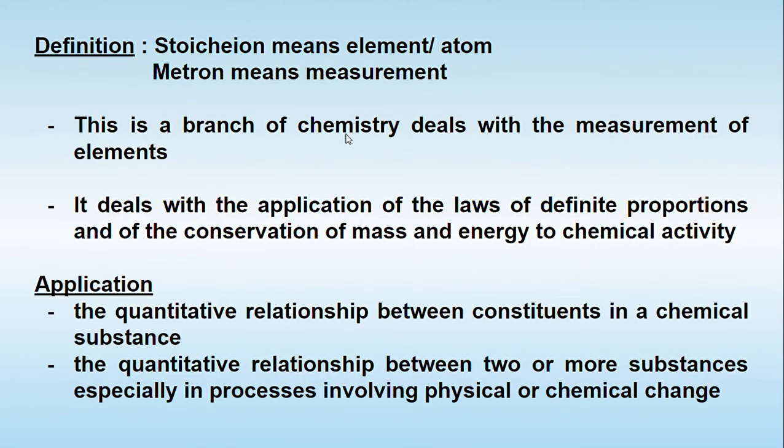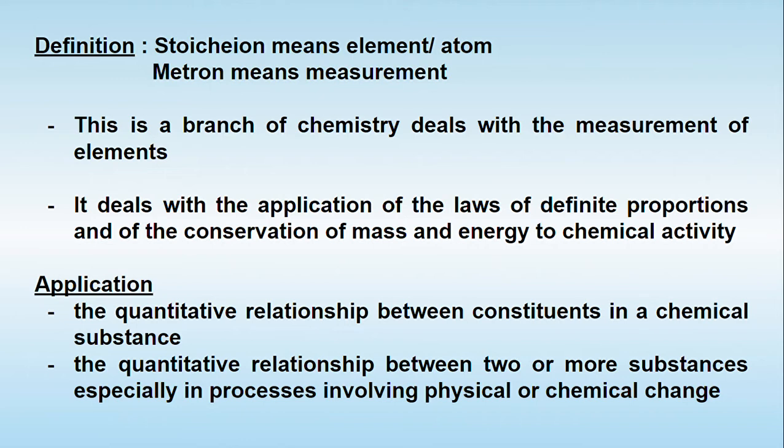Now let's first understand the meaning of the word stoichiometry. Stoichiometry is basically made of two words. The first is stoichion, which means element or atom. The element or atom is generally considered the lowest unit of any substance. As we know, the atom consists of three things: the proton and the neutron, which are present in the center, surrounded by the electron. And the second one is metron, which means measurement. So I can say that this is a branch of chemistry that deals with the measurement of the atom or the element.